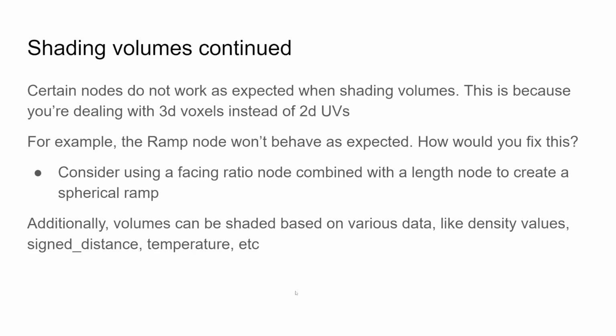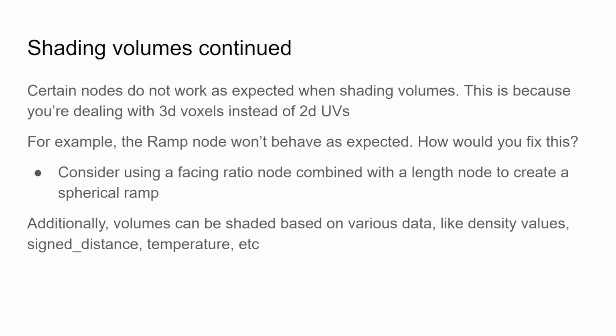Additionally, volumes can be shaded using a bunch of various data. The way Bifrost works is basically it's just a manipulation of data. And volumes have a lot of data that is associated with them. For example, the density mentioned earlier, or the signed distance, or the temperature of a volume, which is very, very useful, especially if you're creating something like fire or a fire tornado, that type of thing.